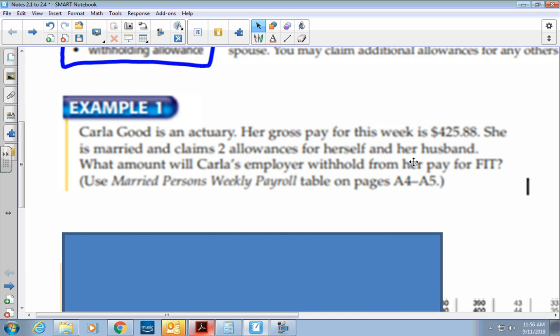Her gross pay for this week is $425.88. She is married and claims 2 allowances for herself and her husband. So we're going to be in the 2 column. What amount will Carla's employer withhold from her pay for FIT, federal income tax? So we're going to flip back.